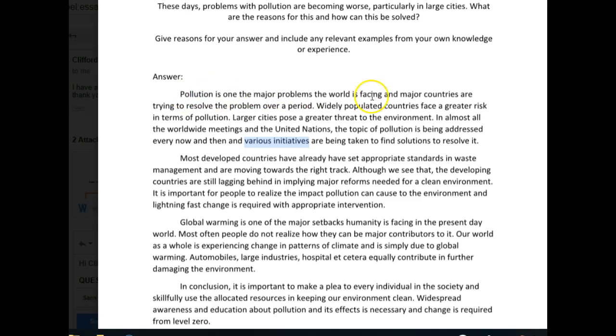Pollution is one of the major problems the world is facing, and major countries are trying to resolve the problem during this period of time. Okay?